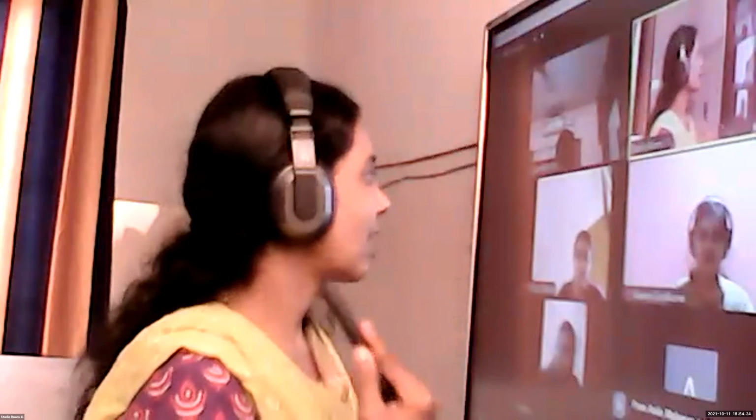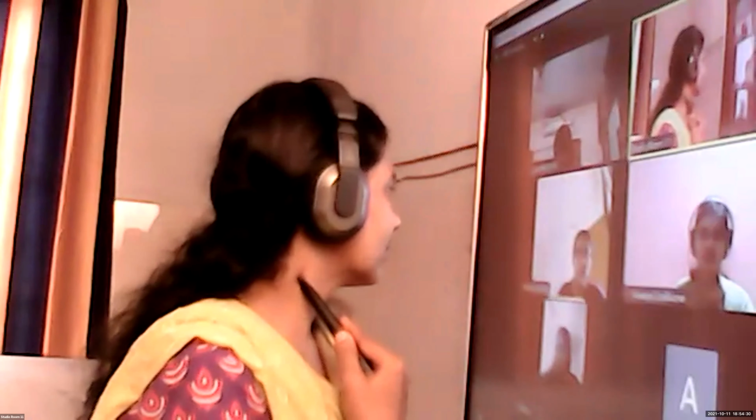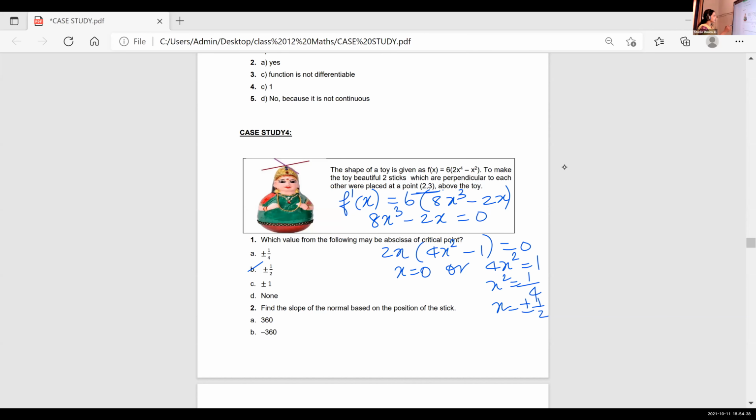How will you find? The question is that. How will you find? Aditya, Ma'am, derivative. So what is the slope of the tangent? Slope of the tangent is m, isn't it? Which is the same as dy by dx. And what is the slope of the normal?